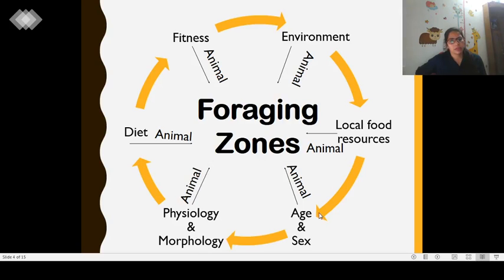Animals of different age and sex eat from these resources, and even morphology and physiological conditions help them eat upon the given resource availability, which makes up their dietary composition that ultimately governs the fitness of the animal.